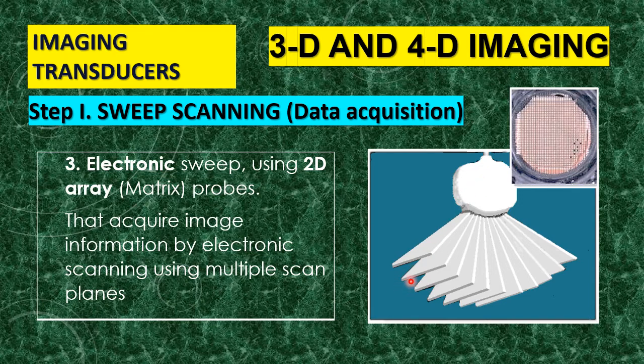So that's why we have what? All these are sent almost at the same time, and you will get a 3D image that is built right away. So that's why it's the best way to get 4D imaging that is flicker free. This is the one that can achieve this. So this 2D array transducer is the best way to achieve 3D imaging without flicker. Okay, so this is that probe, and sometimes it's called the matrix probe, that acquires image information by electronic scanning using multiple scan planes.